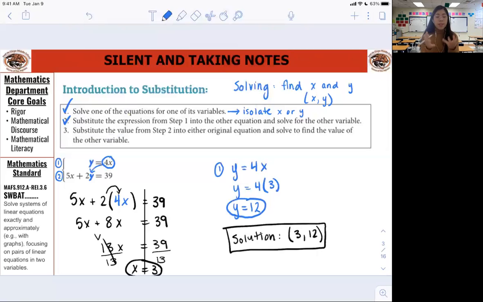Okay, so that's why you always need to isolate your variable first. That's why step number 1 is to isolate. Because once you isolate your variable, you can take whatever's on the other side of that equal sign and replace, substitute. We'll do a couple more examples. You'll see the same thing in the next slide.